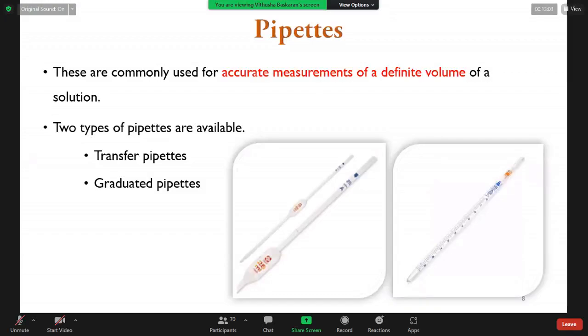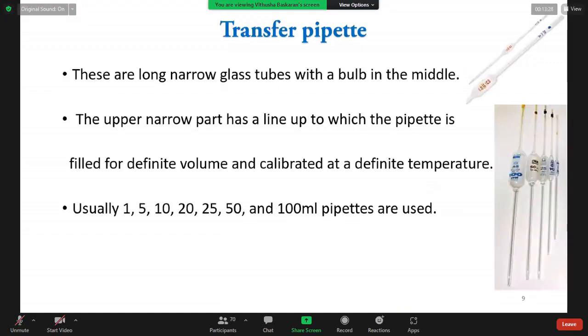Pipettes are also used for accurate measurements, and there are two types of pipette: transfer pipette and graduated pipette. So can anyone differentiate these in the pictures? The first one is transfer or graduated? The first picture. Transfer. Okay, the second one. Graduated. Okay. Can anyone say the difference between the transfer and the graduated pipette according to their uses? Differentiate these two pipettes according to use.